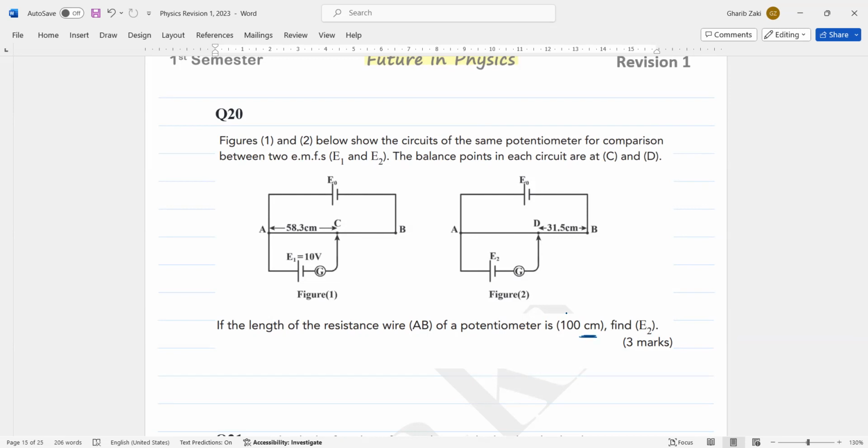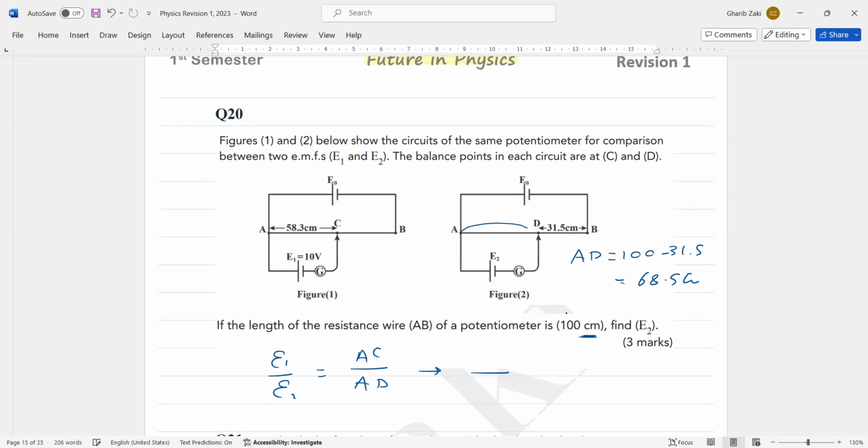Now, we need to calculate AD. So AD equals 100 minus 31.5. The answer is 68.5 centimeters. Now, E1 over E2 equals AC over AD.